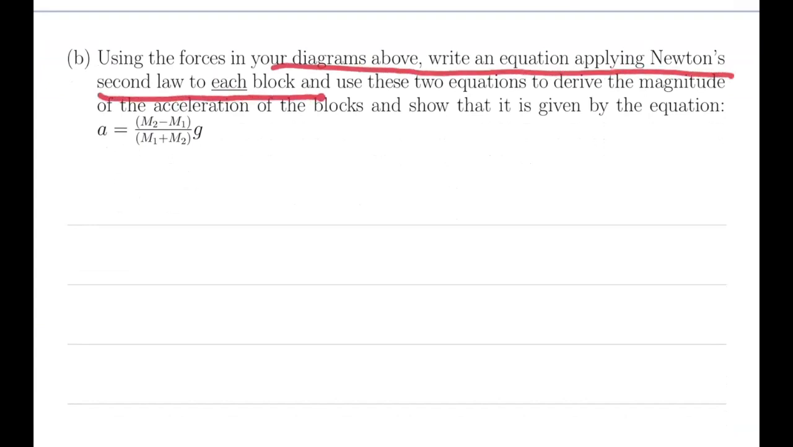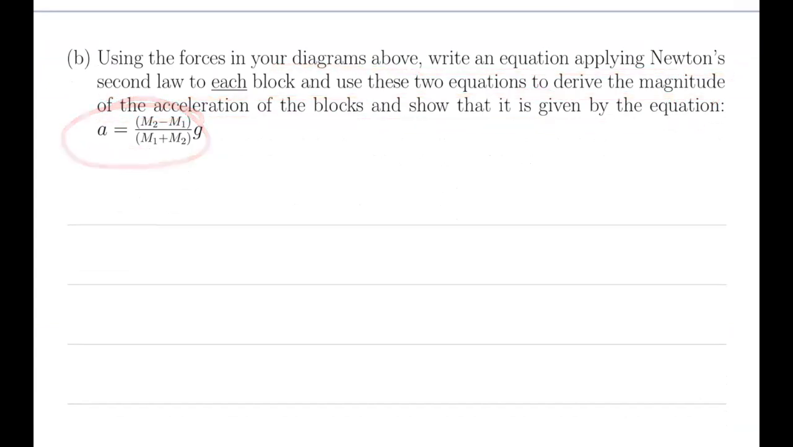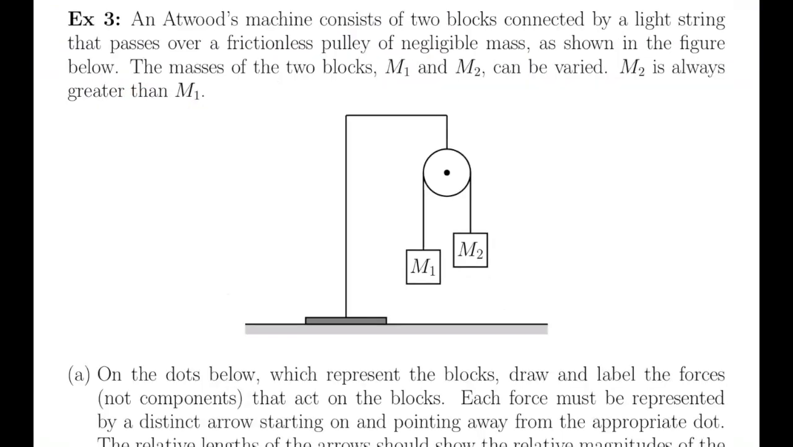Part B, it says using the forces in your diagrams above, write an equation applying Newton's second law to each block and use these two equations to derive the magnitude of the acceleration of the blocks and show that it is given by the equation here. A equals m2 minus m1 divided by the quantity m1 plus m2, all times g. Let's define our coordinate system. Everything's vertical in this problem, like the blocks are moving up and down, so we just need to talk about the y direction. So I'm going to make up positive. Up is going to be the positive y direction.